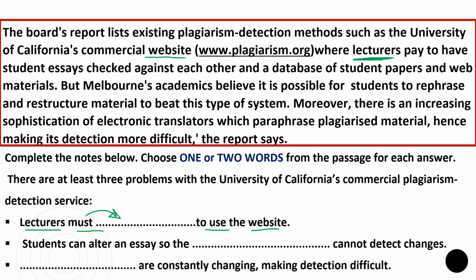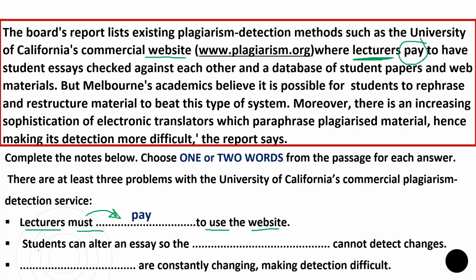Now let's read the sentence. The board's report lists existing plagiarism detection methods such as the University of California's commercial website, where lecturers pay to have student essays checked against each other and a database of student papers and web materials. So the verb here is pay, and this is the correct answer.